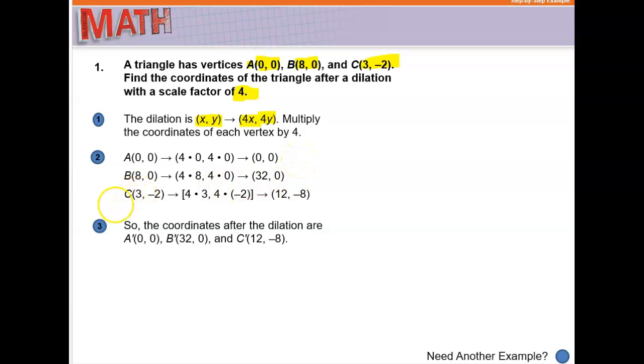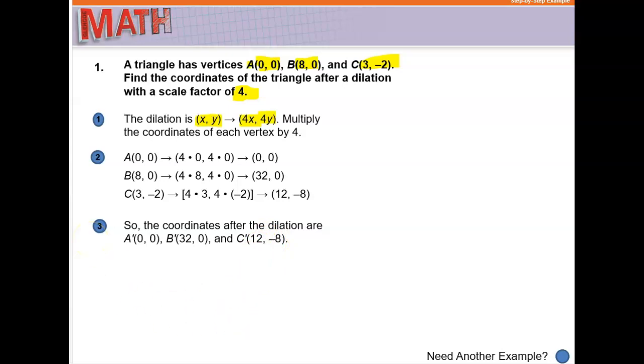You do the same thing, and so to point C, 3, negative 2, you're going to multiply the x by 4, because that's our scale factor, and the y, negative 2, by the scale factor of 4. So you get the new coordinate 12, negative 8. So the coordinates after the dilation are A prime is 0, 0, B prime is 32, 0, and C prime is 12, negative 8. Okay. So this is creating your dilation.